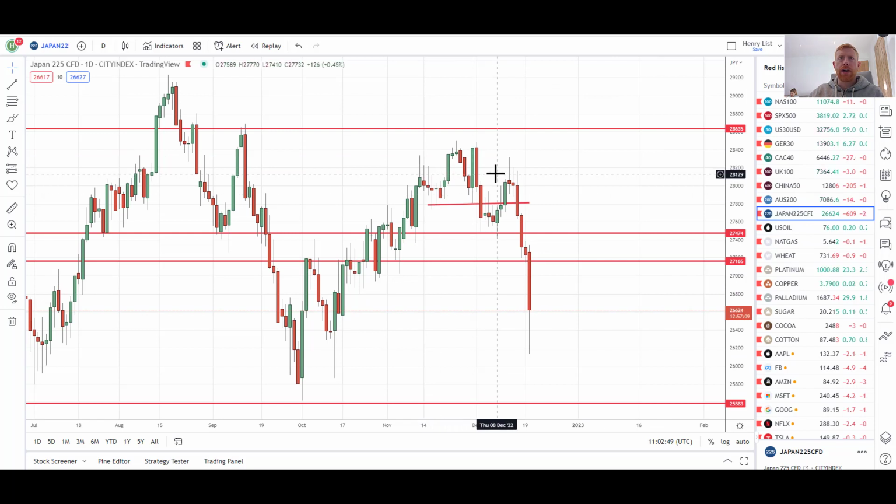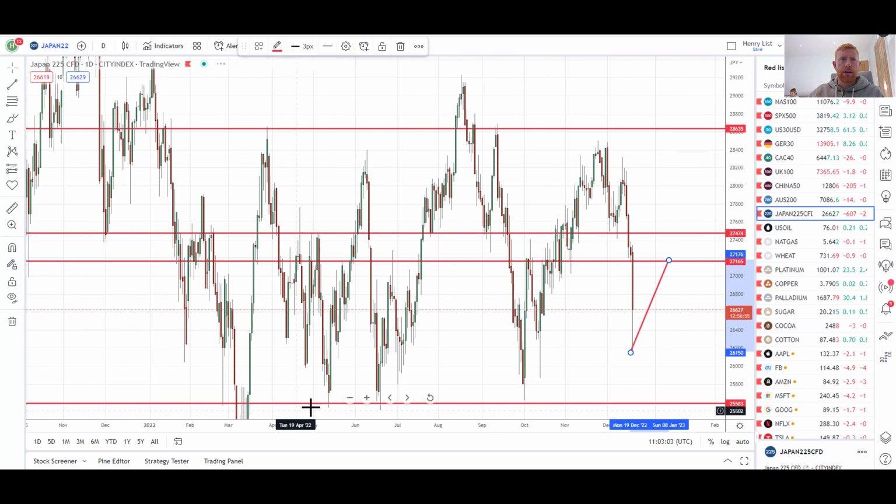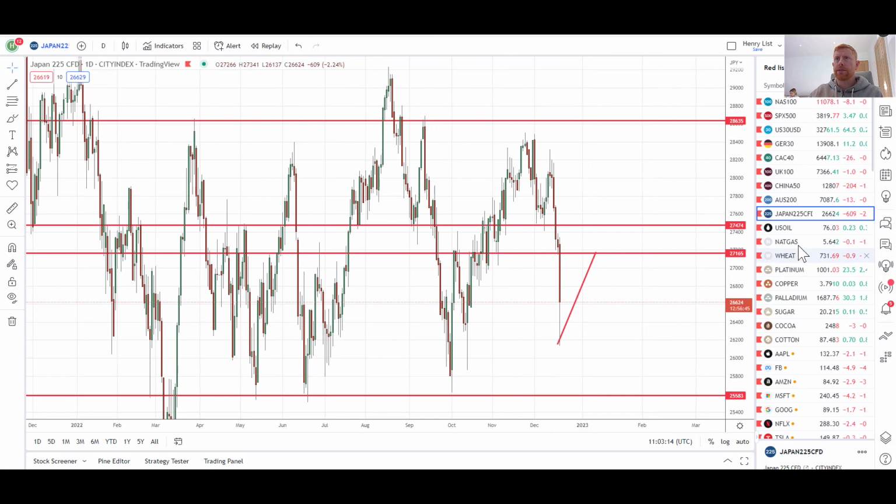Japan 225, again, had a really nice break to the downside. So I'm looking for this to retrace back up to there, and then we'll look at a short again, or potentially come down to here and a potential buy. Look, 1, 2, 3. If it comes down here, I'd expect a pretty decent amount of buyers or orders sitting on that level for this to pop to the upside.